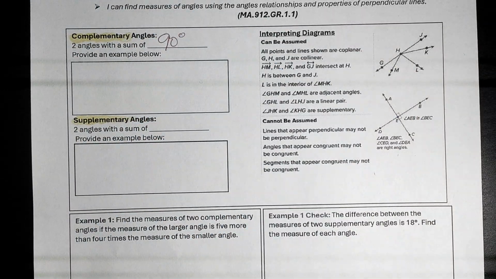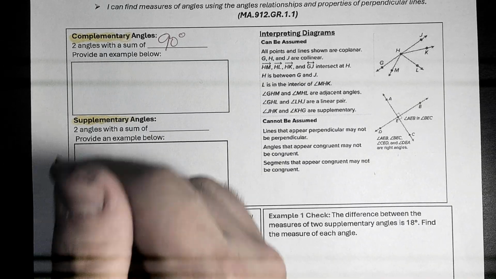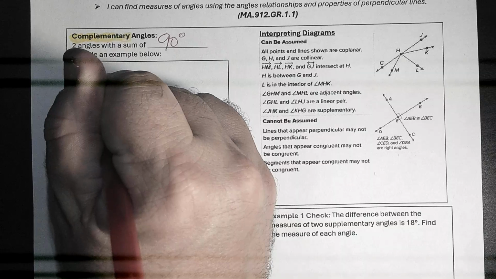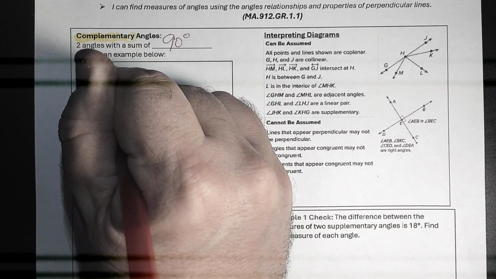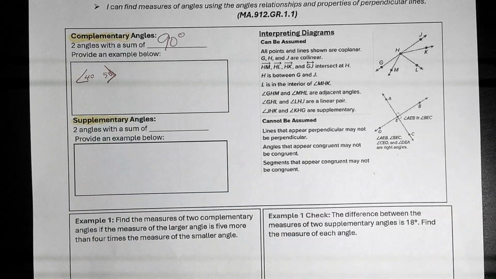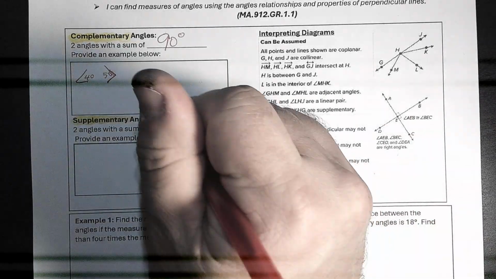90 degrees. So examples we have, you can just have two different angles that add up to 90. 40 plus 50 would be 90. Or you've seen before, 90 degree angle.